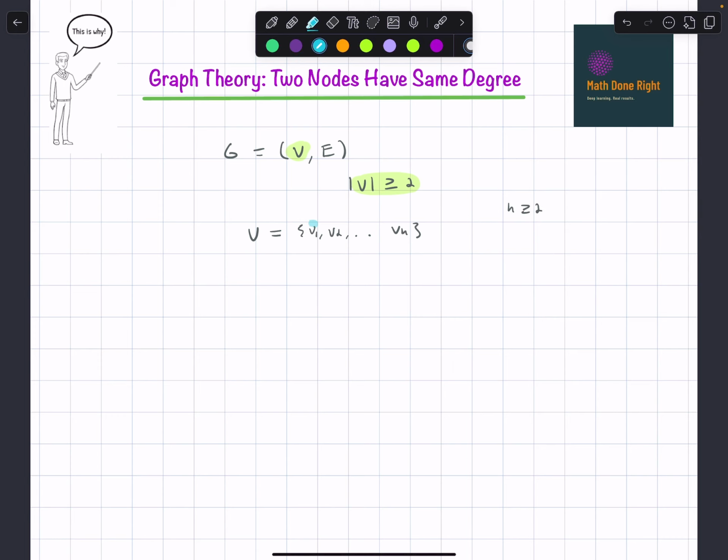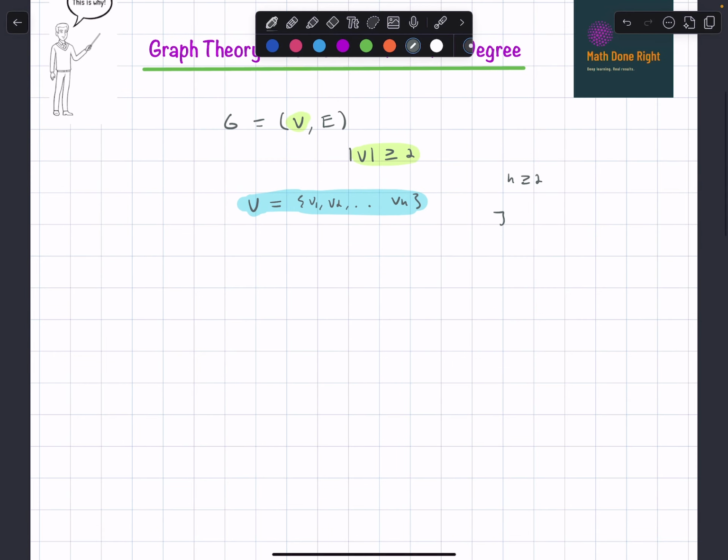We want to show that, if we wrote this in symbolic logic, we'd say that there is an i and a j with 1 less than or equal to i, which is less than j, so they're not the same, which is less than or equal to n, so that the degree of vi is equal to the degree of vj. And this means that they have the same number of neighbors, or they're connected to the same number of other vertices. They're adjacent to the same number of other vertices.